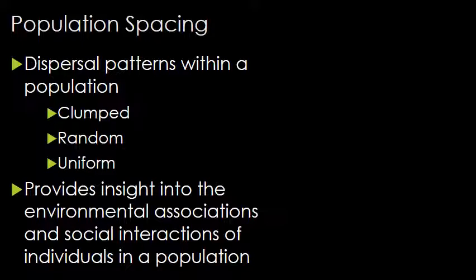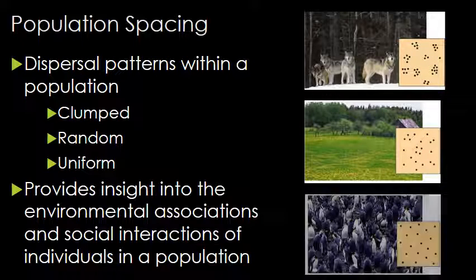Within a population's geographic range, local densities may vary substantially. Variations in local density are among the most important characteristics that a population ecologist might study, since they provide insights into the environmental associations and social interactions of the species. There are three major patterns. You have the clumped, you have the random, and you have the uniform.